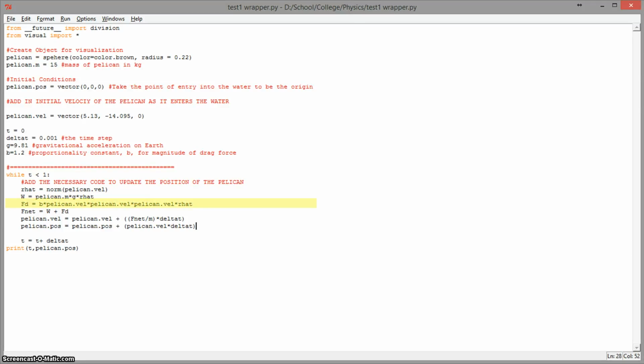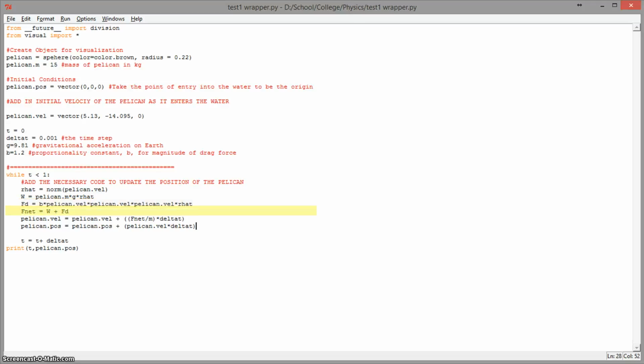The drag force is proportional to velocity cubed, so as you see, the pelican's velocity at that instance is multiplied by itself 3 times, as well as the proportionality constant b, which was specified in the code provided, as well as the direction vector, once again, as that changes for the iterations of the loop.